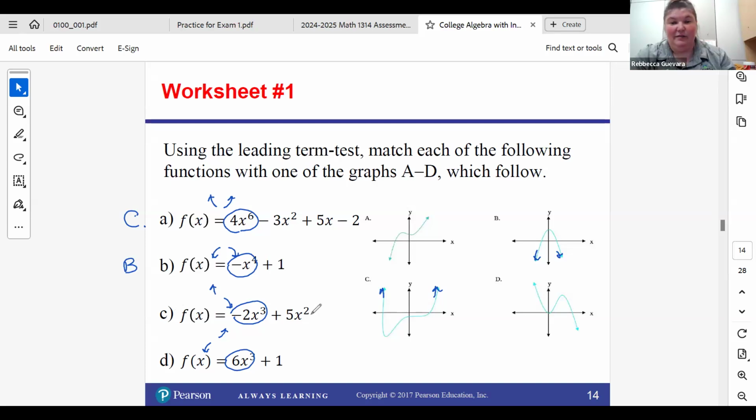For C, let me see, we have a negative coefficient and an odd power, so it's going to be those cubic curves. This one's going to be the one that's decreasing. So we say D. And then for little d, we've got a positive coefficient and an odd power. So it should make that cubic-ish curve, but this time it's all increasing, like we see here with A.